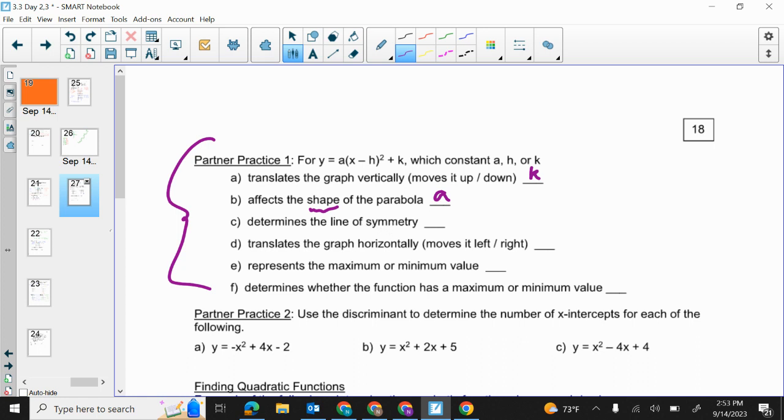The line of symmetry falls through, right? If here's my parabola, the line of symmetry goes through my vertex, and it's the x coordinate, so it actually is the H here. This also moves the graph horizontally, left and right. What represents the maximum and minimum value? Again, the maximum and minimum occurs at the vertex.